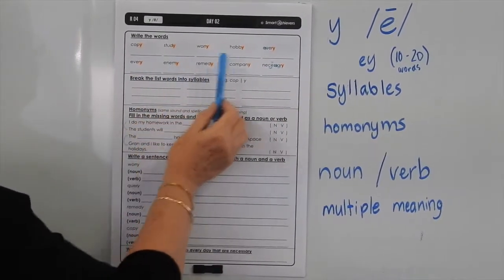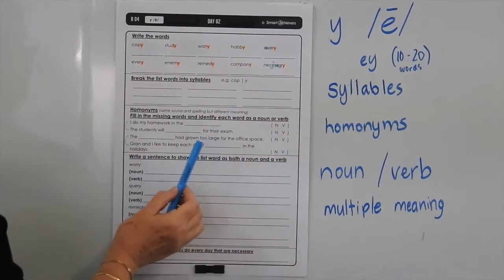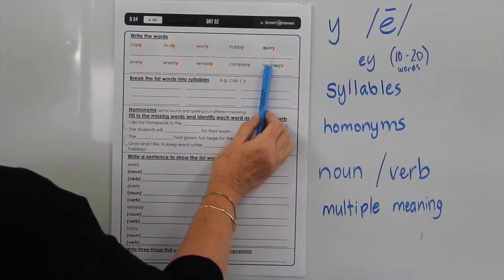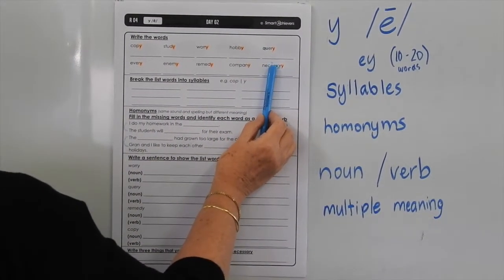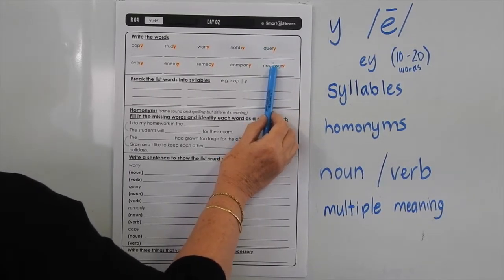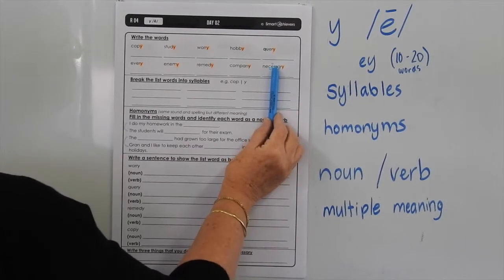Really, the only tricky ones in here should be remembering to put the U after the Q in query, and in necessary, you've got the CE. The E is forcing the C to make its sound, and then because the E after it is a short sound, we know we've got to put double S after that.